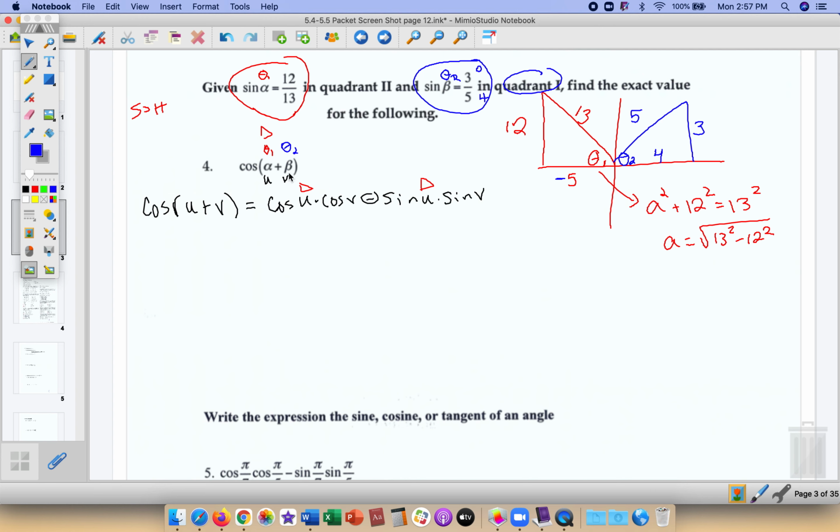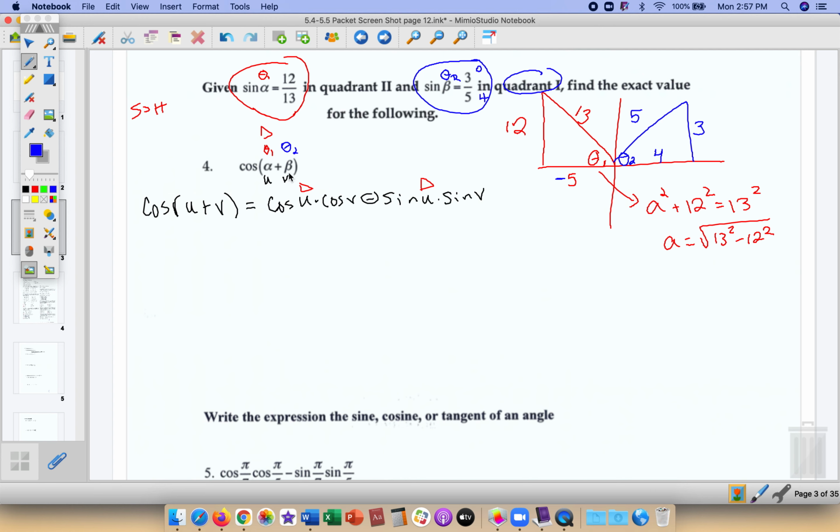Now I need to simplify the expression on the left, simplify the expression on the right, and then we can subtract. So on the left, I have negative 5 times 4, which is negative 20, over 13 times 5, so over 65, minus 12 times 3, or 36, over 65. Since the denominators are the same, we have 65 in the denominator, and negative 20 minus 36, we have negative 56. So that's our answer.